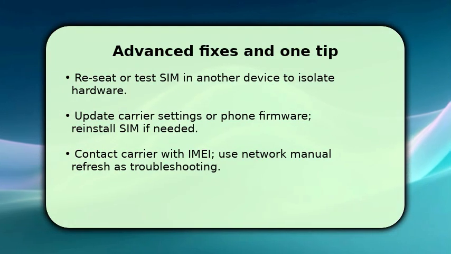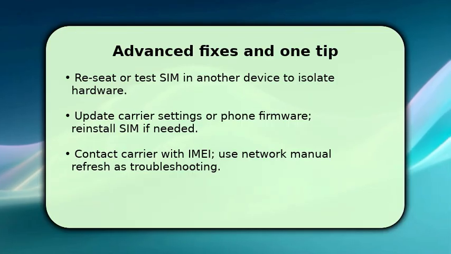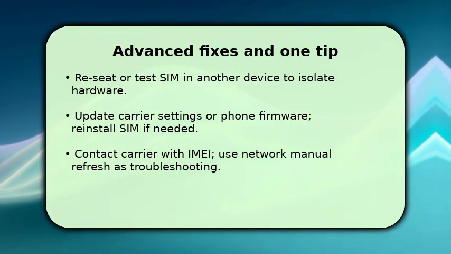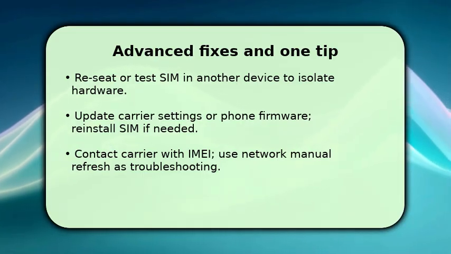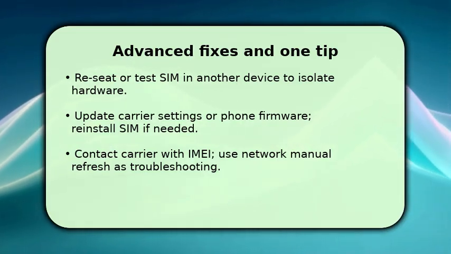For final steps, reset the SIM and try it in another phone to rule out hardware faults. If it works elsewhere, the problem is the original device. Install any pending carrier settings or firmware updates because compatibility fixes are common.